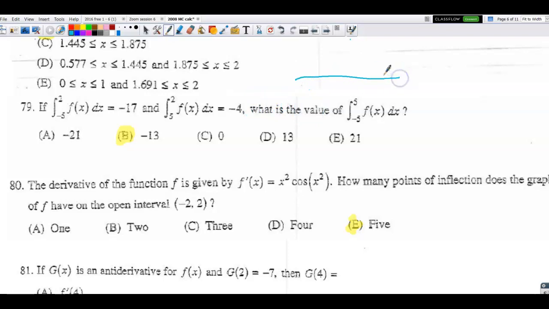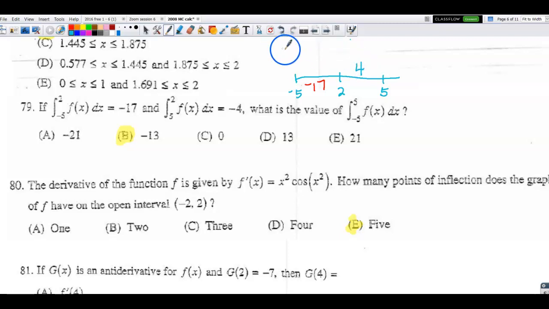So I'm going to create a number line, and from -5 to 2, I'm just randomly sticking these on here, I have a net accumulated area of -17 from here to here. And then the net accumulated area from 5 to 2, so here's 5 over here. Now, notice that this is going in reverse. The net accumulated area from 5 to 2 is -4. Therefore, the accumulated area from 2 to 5 is +4.